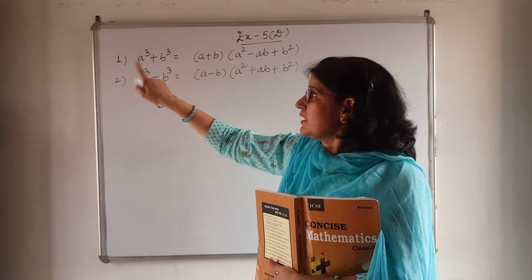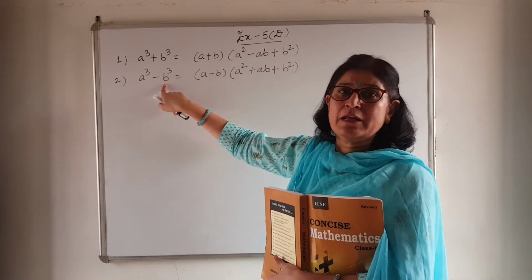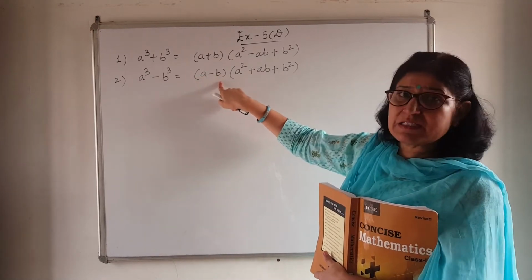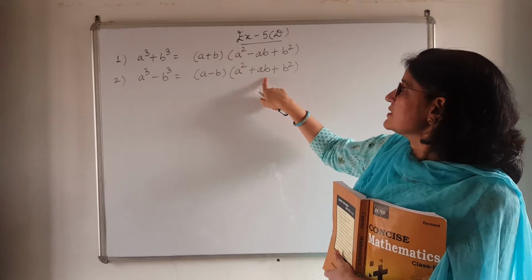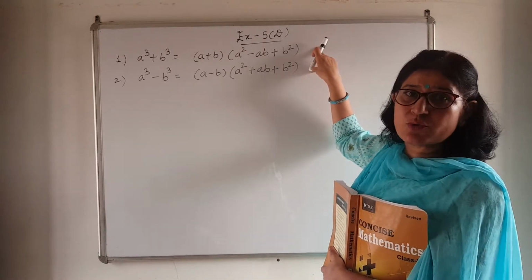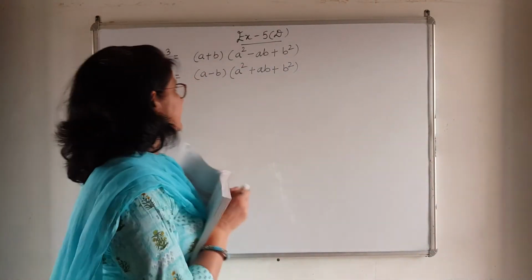In the second one, if it is given in minus or the difference is given and the terms are in cube, then how to factorize? The factors will be a minus b into a square plus ab plus b square. So in this exercise we will follow these two identities. Now we will start our exercise. Question number 2.